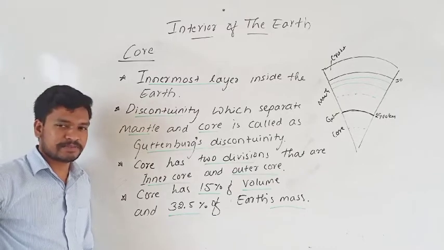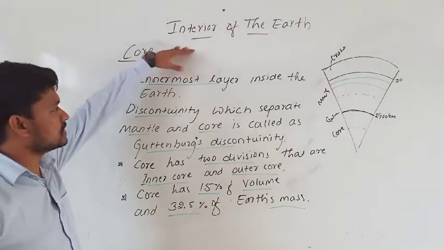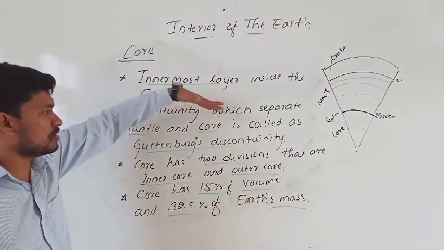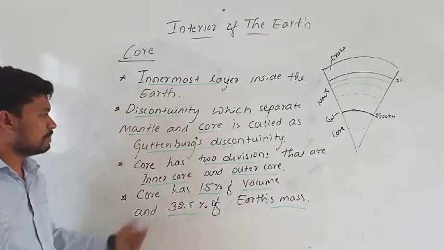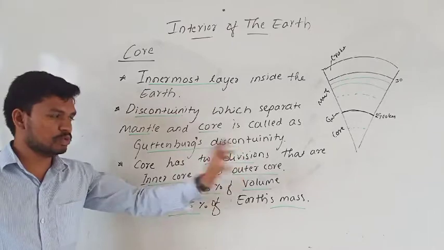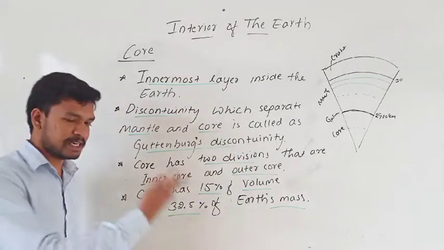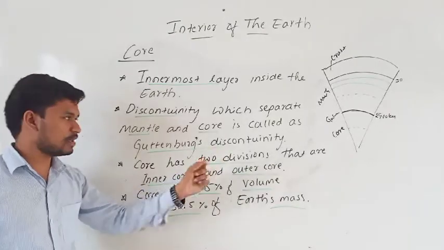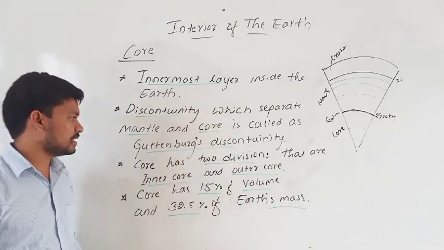Write on these points. It's the innermost layer inside the Earth. The discontinuity which separates the mantle and core is called the Gutenberg discontinuity. It is named after the person who proposed the theory or the concept, and it has been given that person's name.